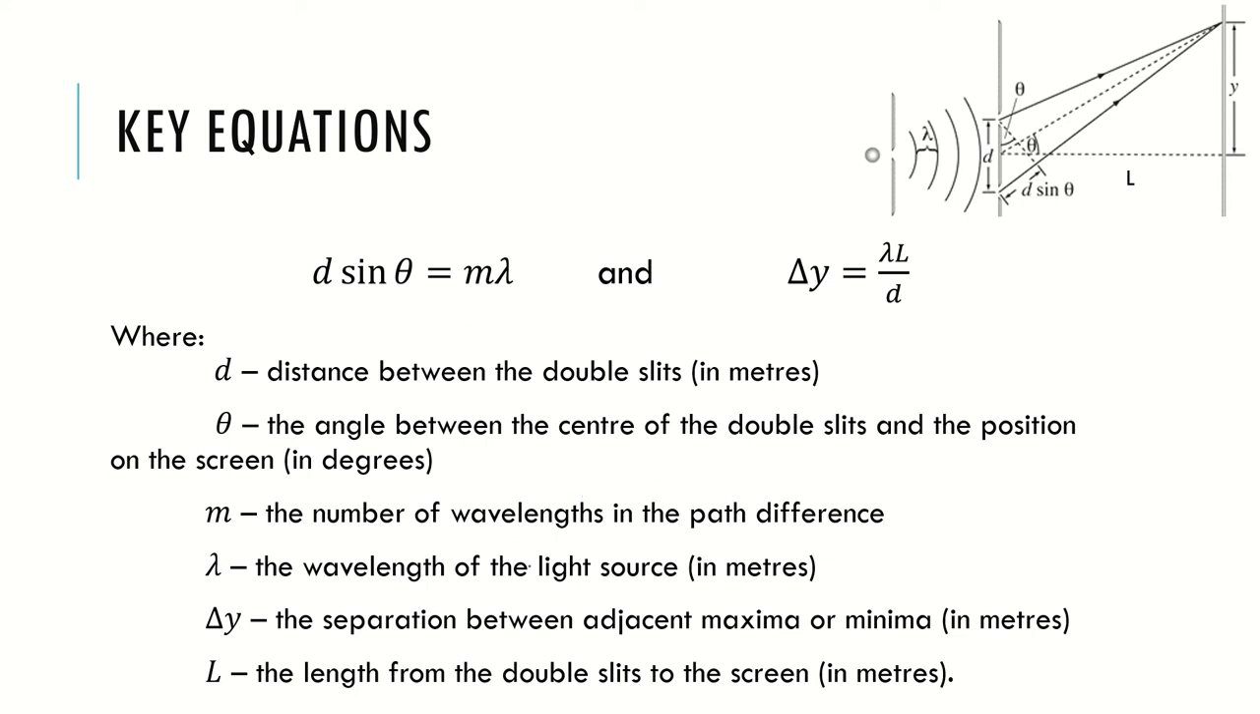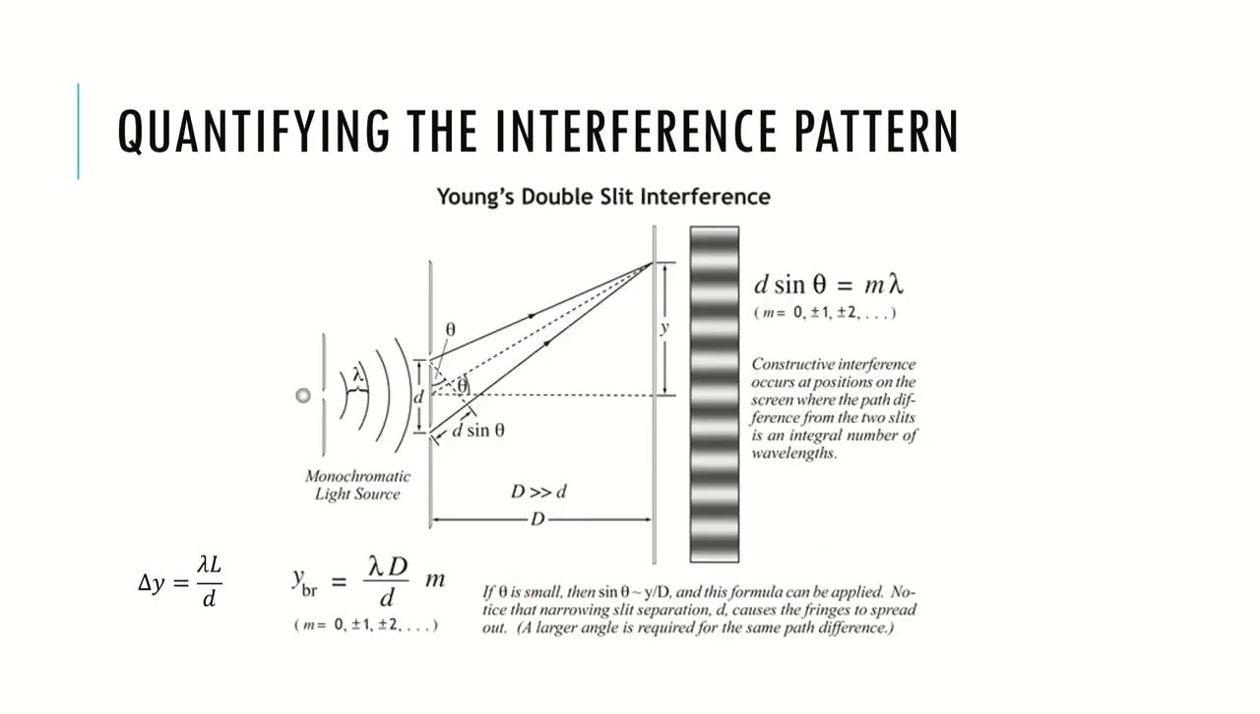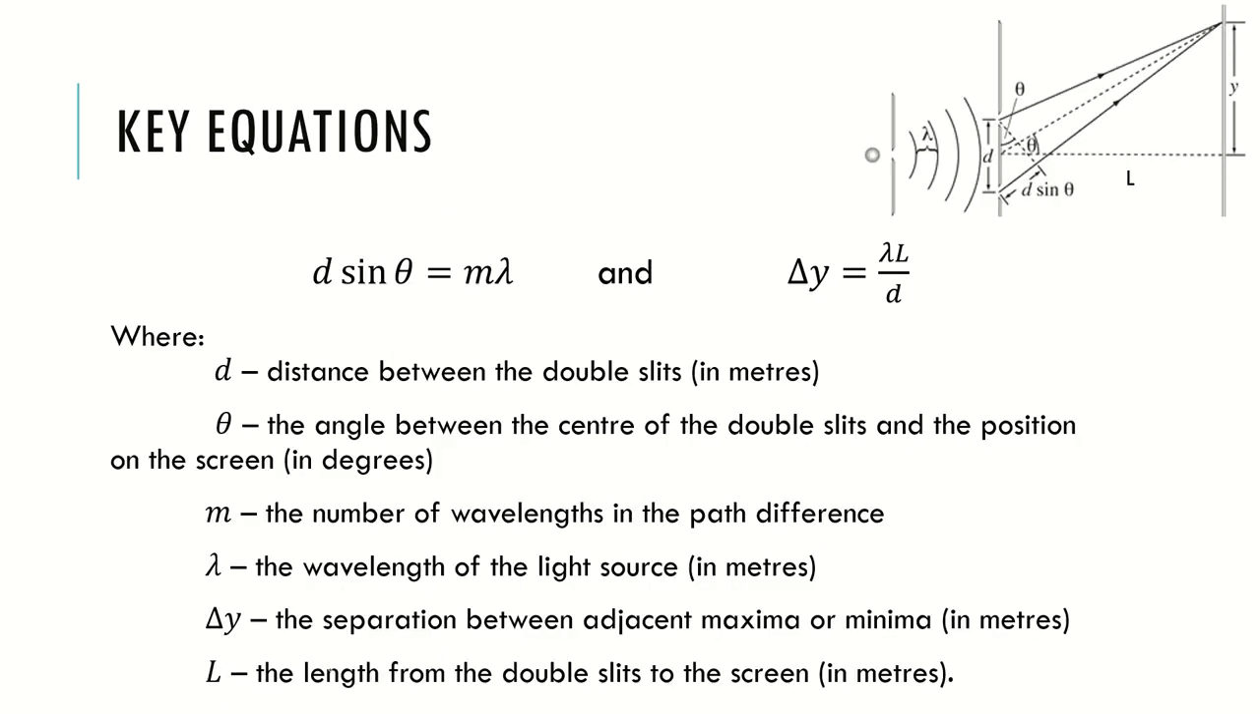So lambda is just the wavelength of the light source. Delta y, as I've already explained, and it's not on this diagram, but delta y is the separation between two adjacent maxima or two adjacent minima. And then L is the length from the double slit to the screen, and that's in meters. Everything's in meters, or degrees. So it is important that your angle is in degrees.